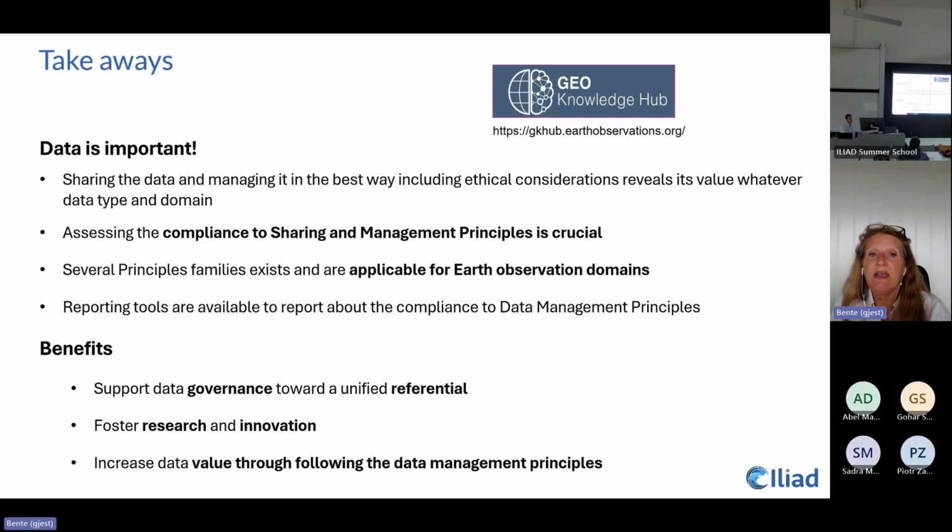Assessing the compliance to sharing and management principles is crucial, so that you know what you're doing. Several principle families exist and are applicable for Earth observation domains, and also the combination of data types that goes into a digital twin, I might add. Reporting tools are available to report about compliance to data management principles, both automatic ones and other different levels of compliance measurements. The benefit is that you support data governance toward a unified referential. It fosters research and innovation, and it increases data value through following the data management principles, as many more can use it. So it's like with the industrial data.